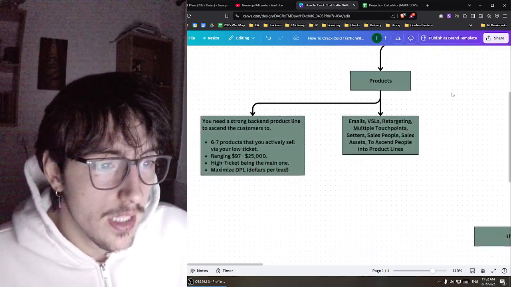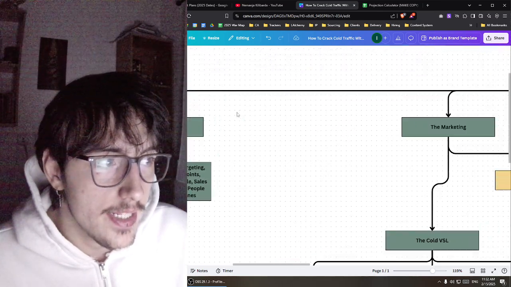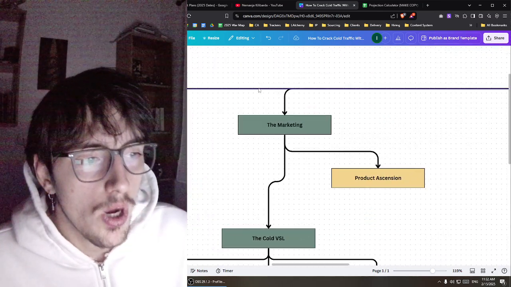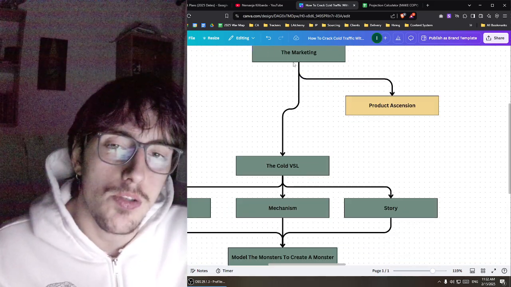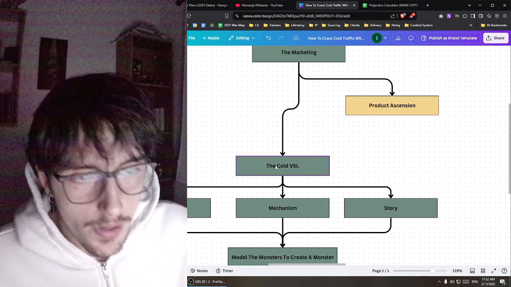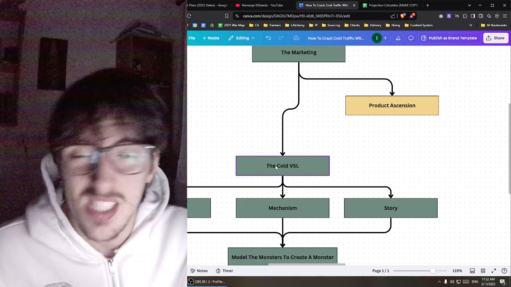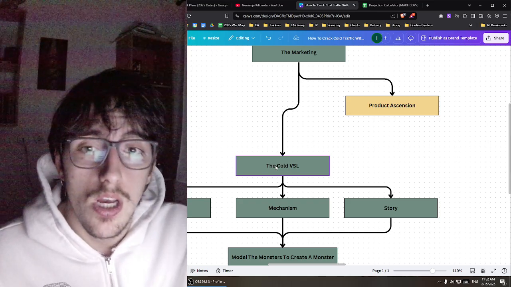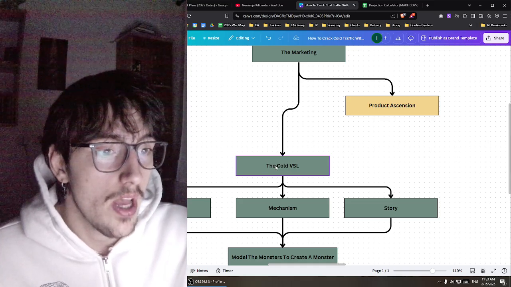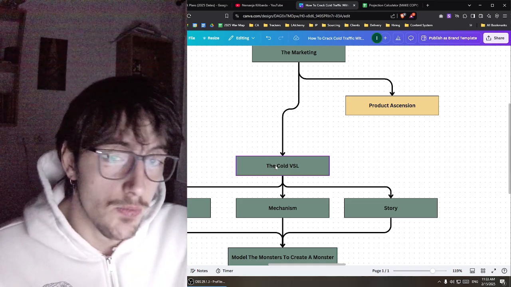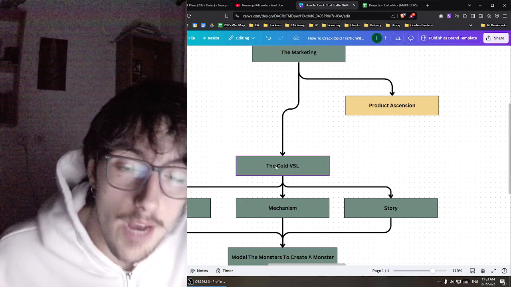The next thing I want to touch on is the marketing. So the marketing has multiple different kinds of setups. The first is the cold VSL, so getting people in. It doesn't have to be a VSL. It can be a funnel, just a website, just a landing page, whatever. But we usually found that VSLs work best and create the highest average order values for us.